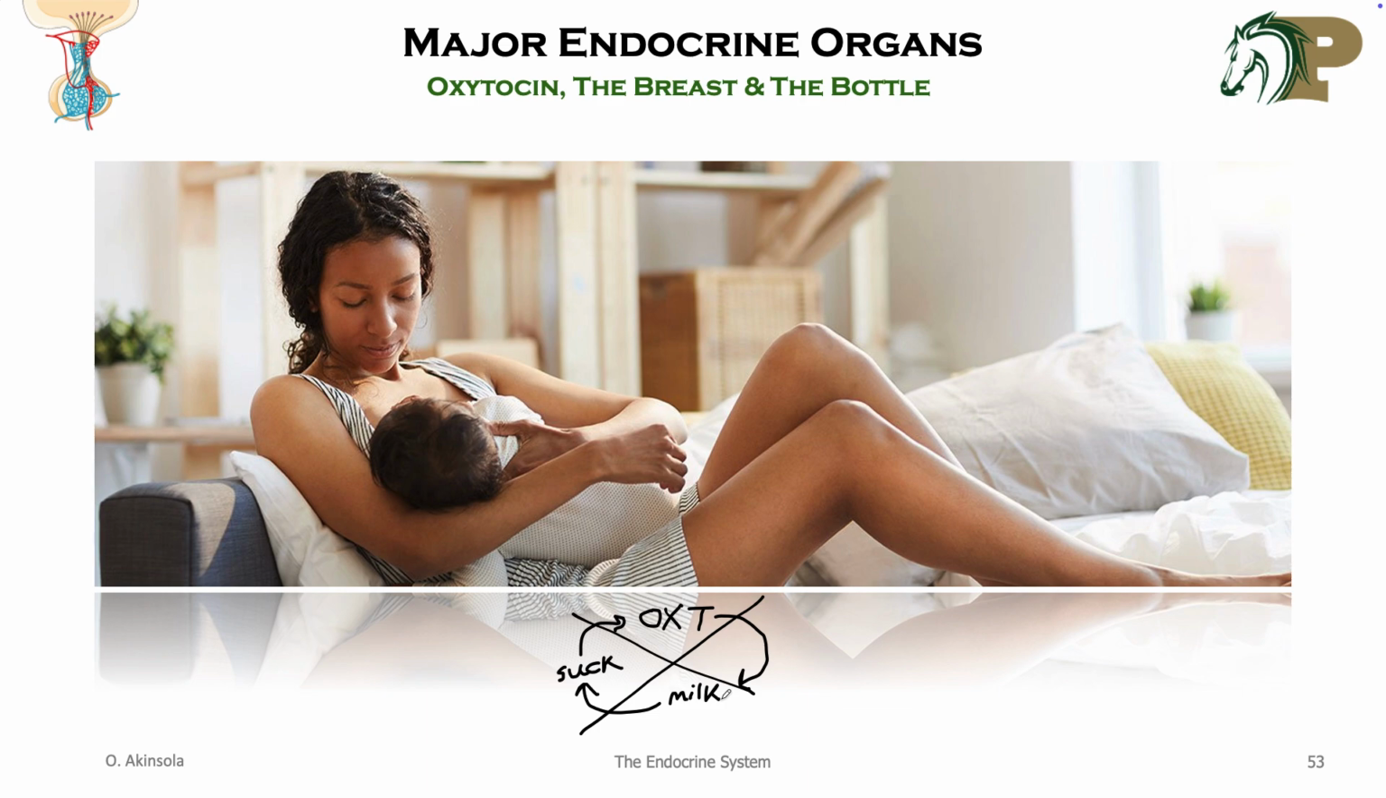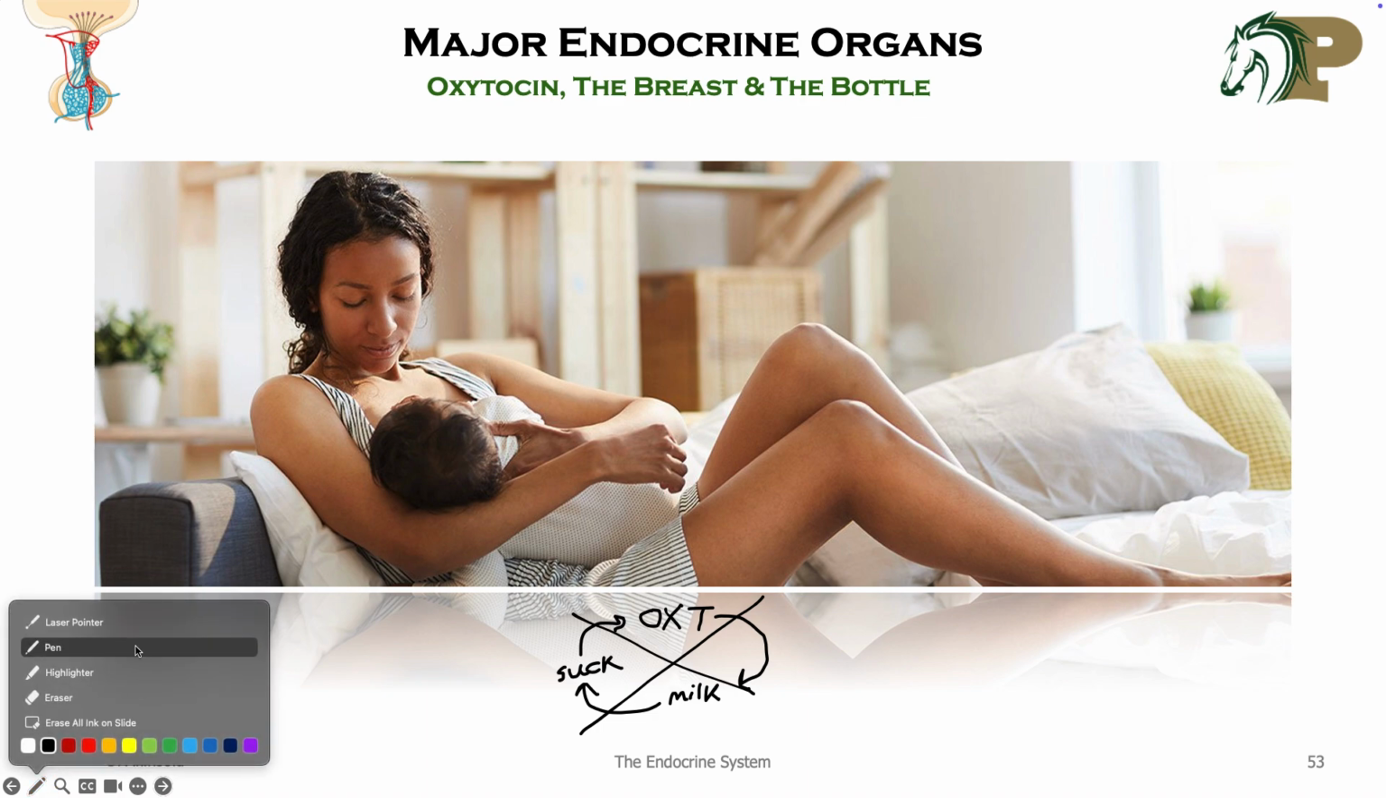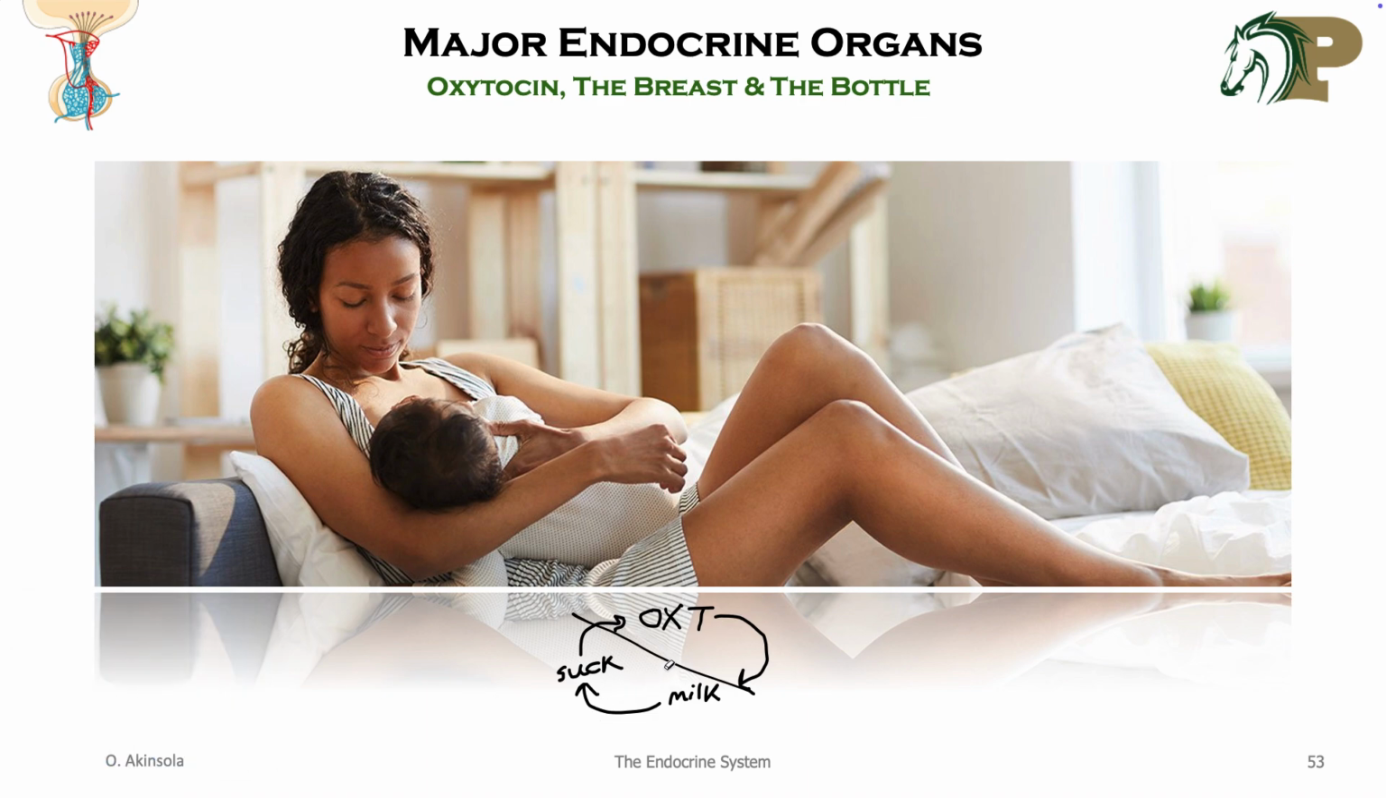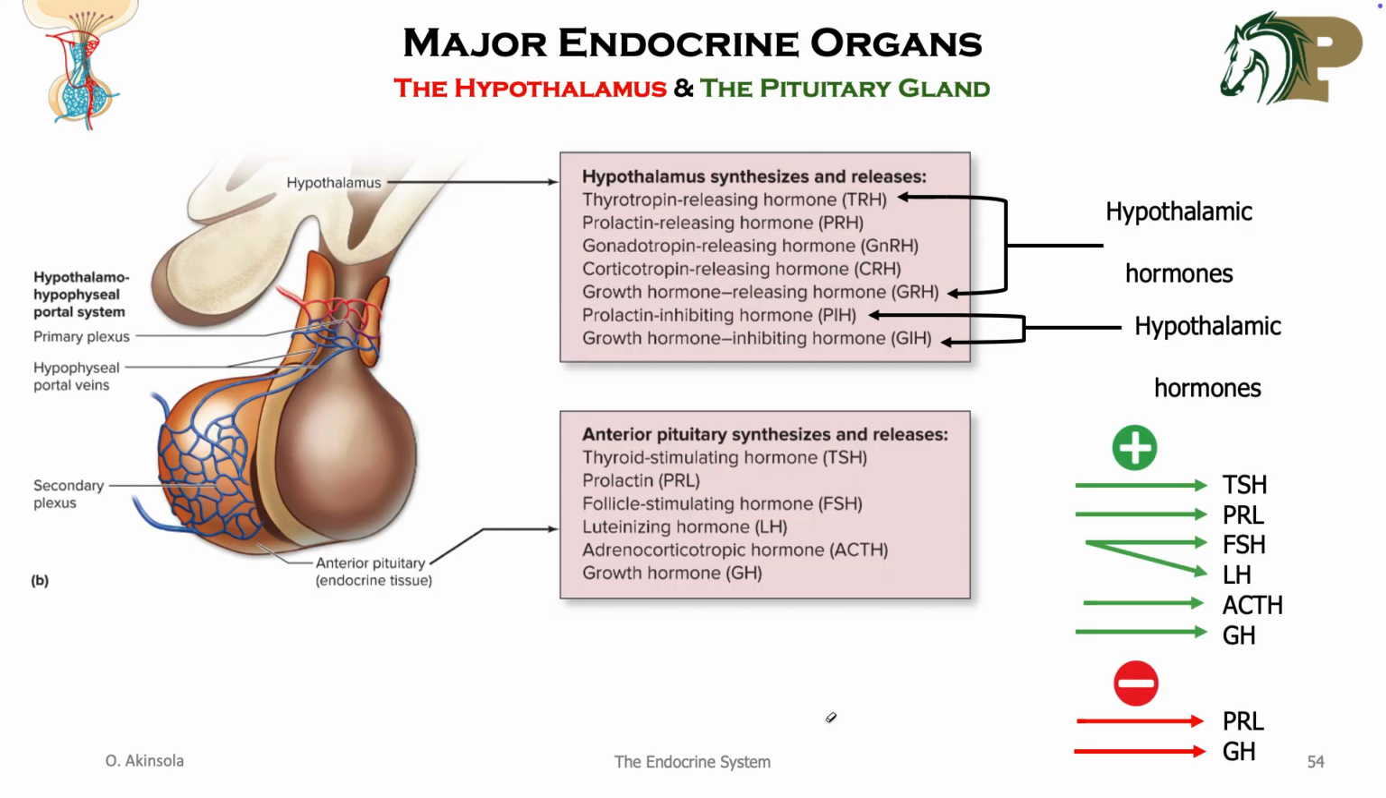But that is an example, a practical application of physiology here with oxytocin. I always like to point out when it comes to oxytocin, so it helps you remember the functions of oxytocin. This is another very important slide.